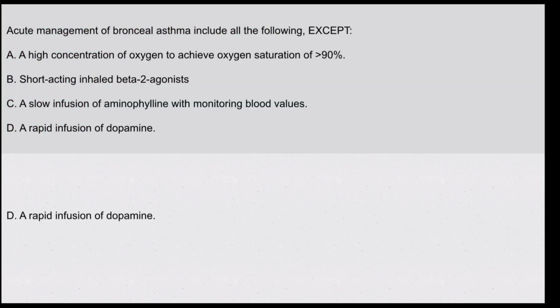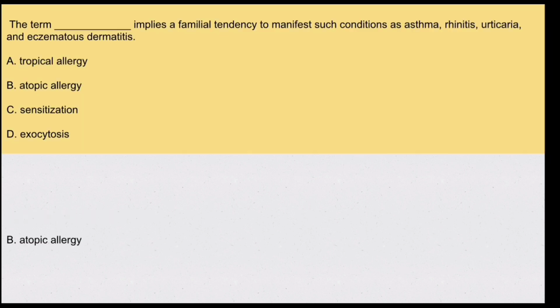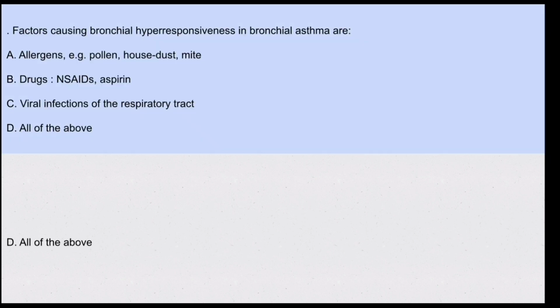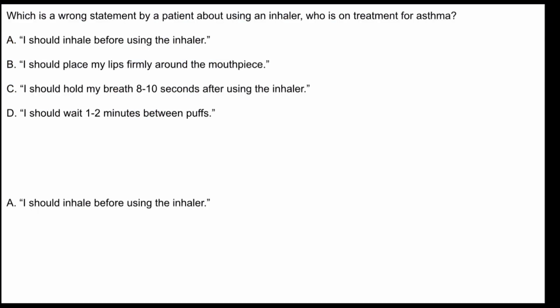Then, acute management of bronchial asthma includes the following except: the answer is rapid infusion of dopamine. This is the next question. This also we have already discussed, atopic allergy in the bronchial asthma introduction. Then this is well known as far as microbiology is concerned. And this is one more question. This is another one.